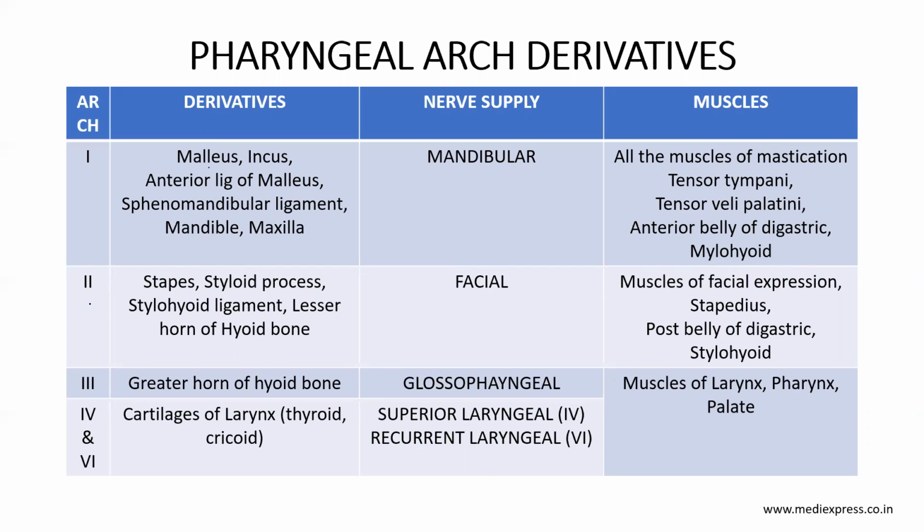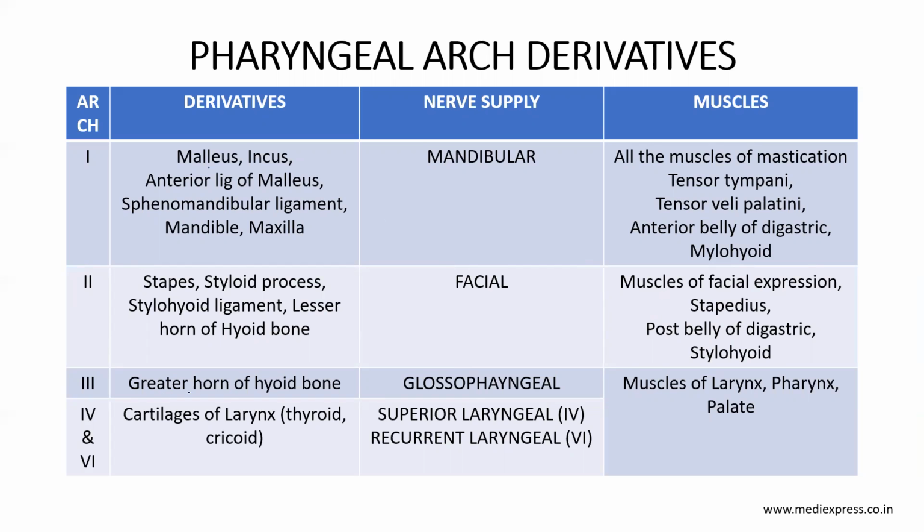The second arch, we have stapes, styloid process, stylohyoid ligament, and the lesser horn of hyoid. Okay. The nerve supply is by facial nerve. Muscles which are derived are muscles of facial expression, stapedius, posterior belly of digastric, and stylohyoid. These are the muscles.